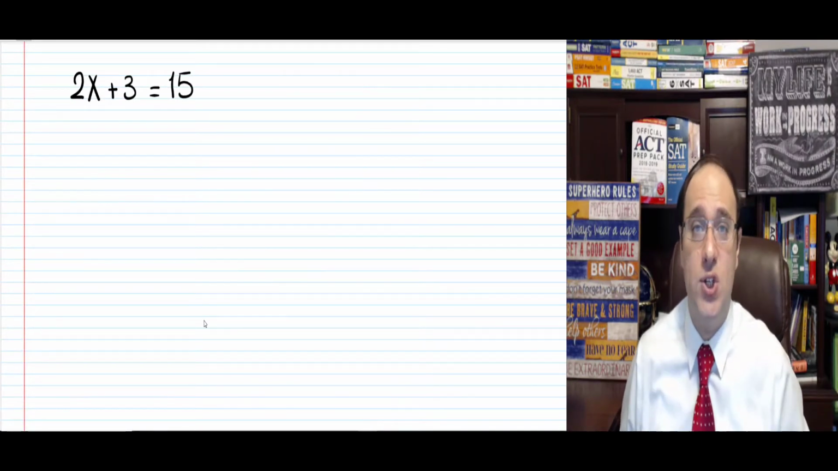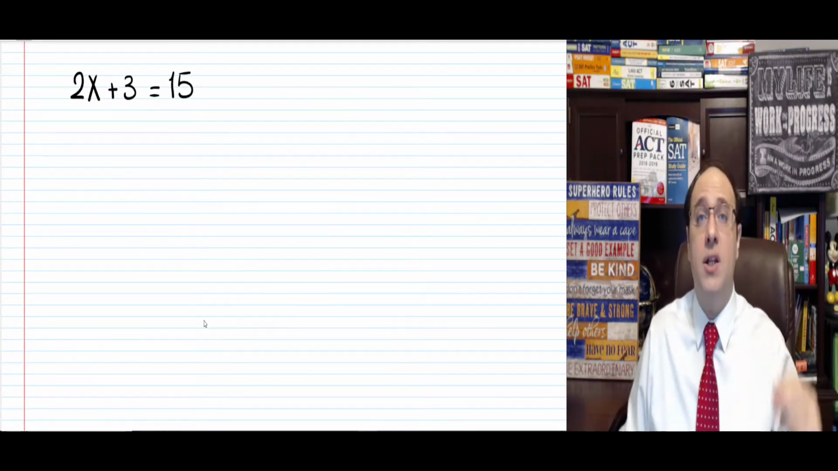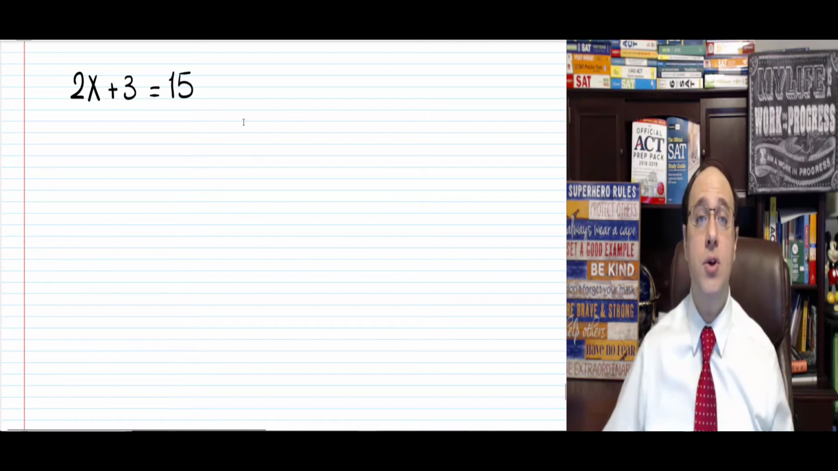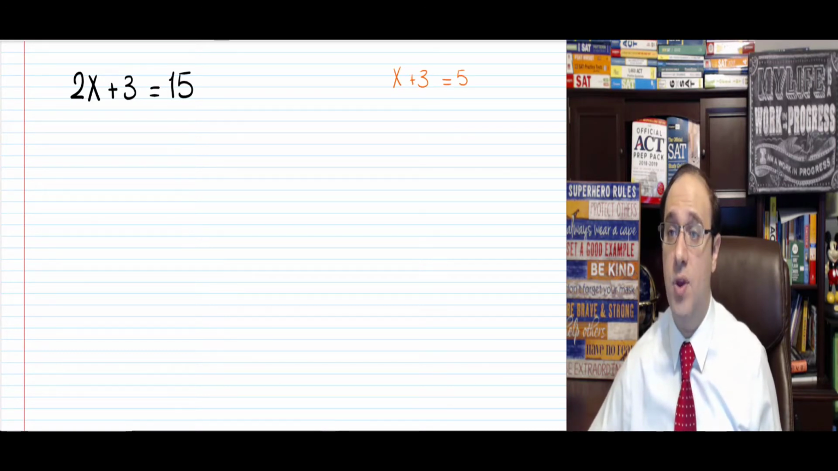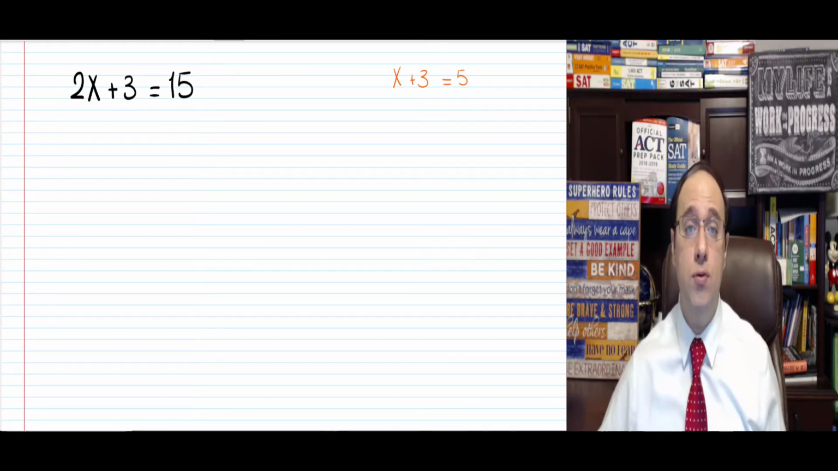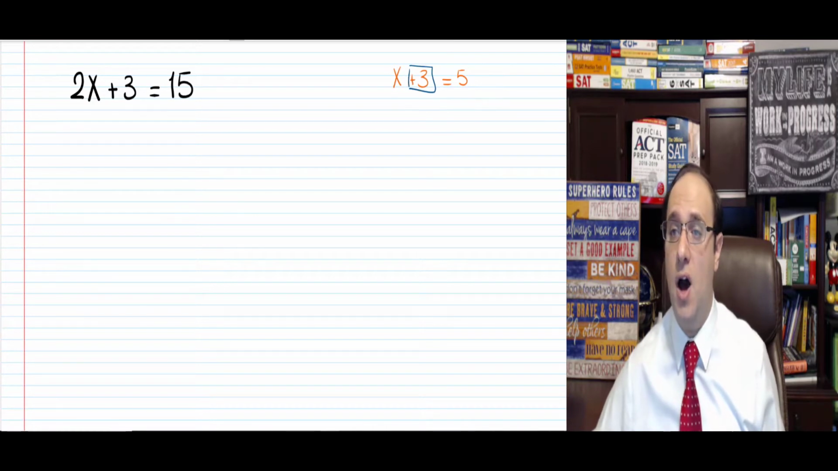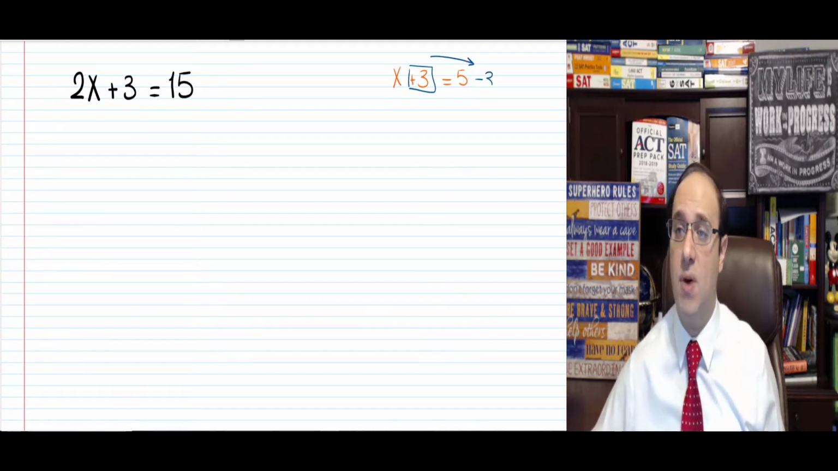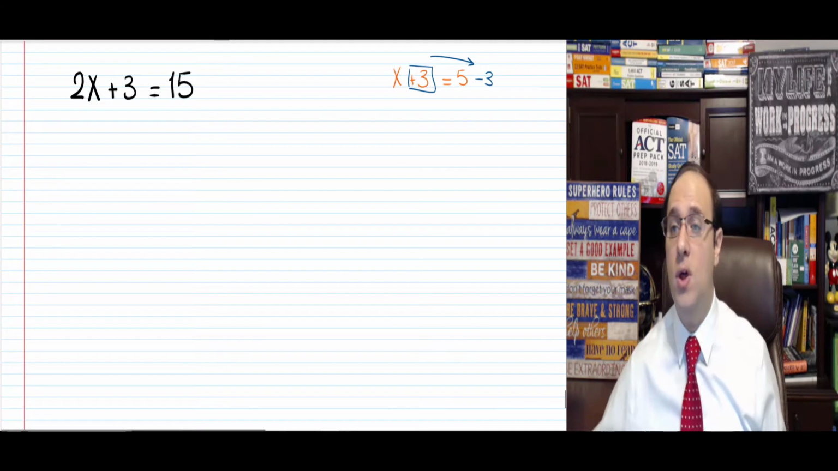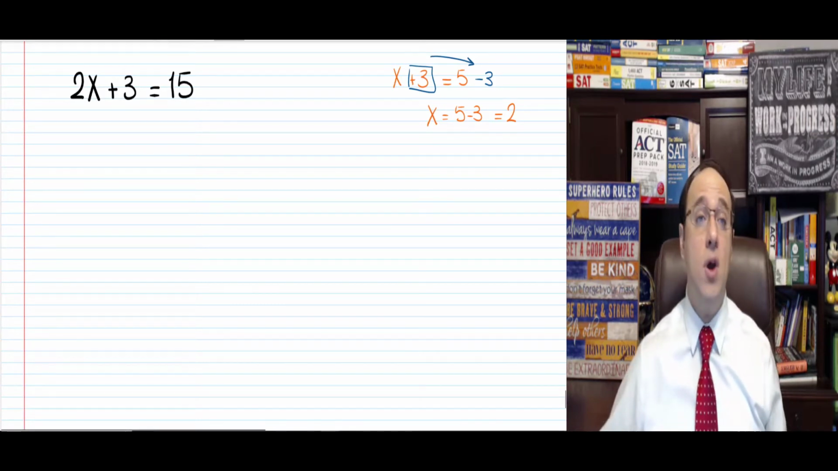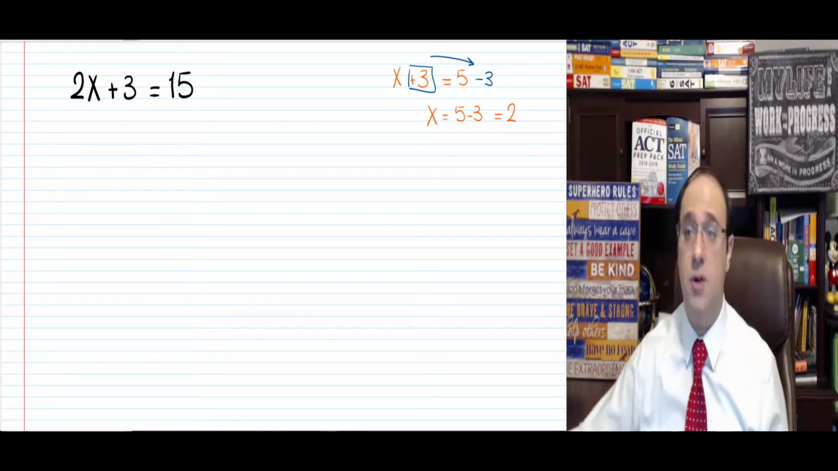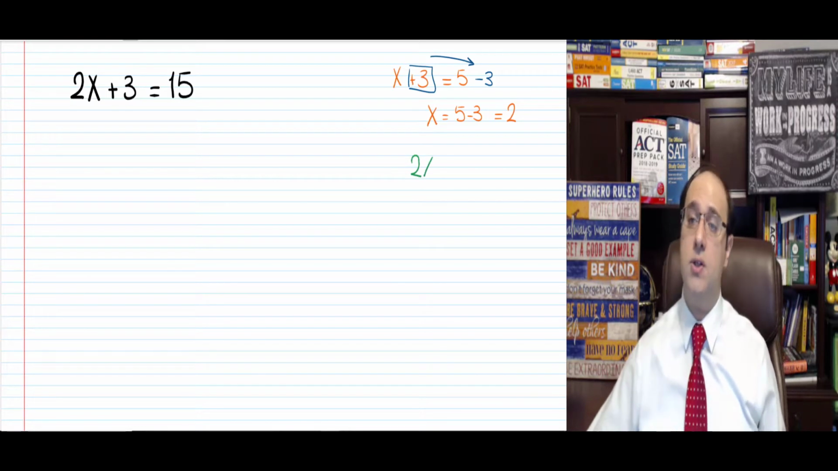Let's answer this question together. Before we do, let's revise really quickly. We learned together before how to answer a question like this: x plus 3 equals 5. We said we would simply move the plus 3 to the other side of the equal sign as minus 3, leaving me with x equals 5 minus 3, which equals 2. Very easy.